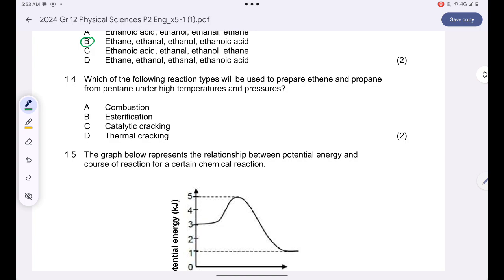Which one of the following reaction types will be used to prepare ethene and propane from pentane under high temperature and pressure? We are breaking down large alkane, or rather hydrocarbon molecules, into smaller and useful molecules. Are you together? So this is cracking, so already these 2 are marked out. Then we are told the conditions of our cracking, that there's high temperature and high pressure as well. So that means this is not catalytic cracking, it's just thermal cracking.